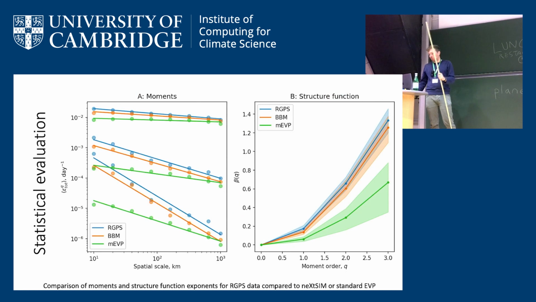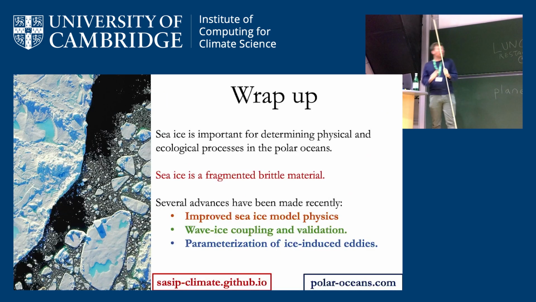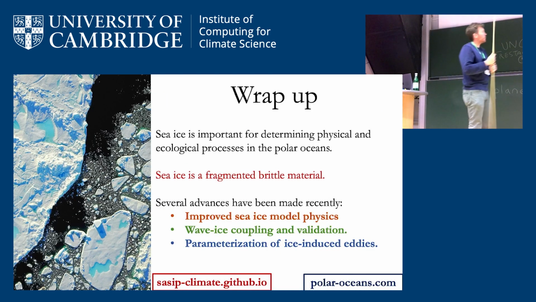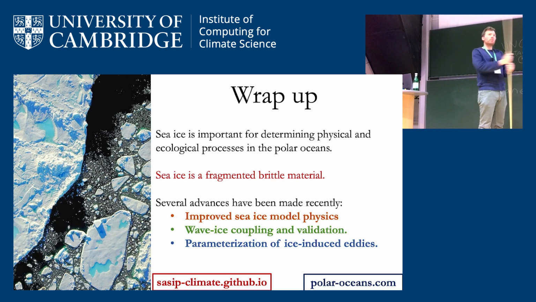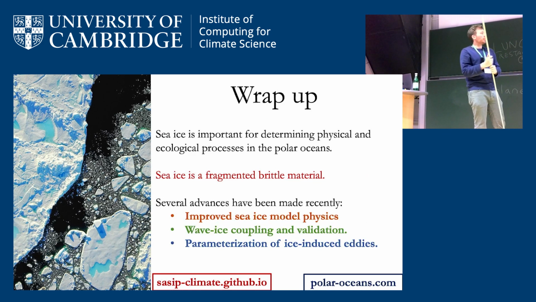I'll just skip that, and wrap up by saying sea ice is a cool thing that we're studying. There's a lot of issues with it in climate models, and we're trying to solve some of them by looking at it as a fractured brittle material. You can find information on the SASIP website. That's my website. If you're curious about more, I'll take questions in the next couple minutes. Thank you.